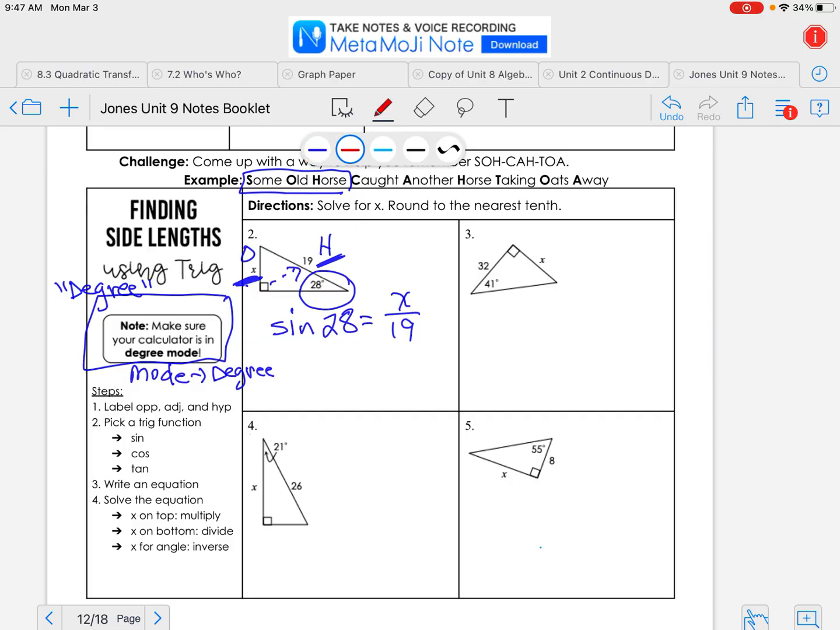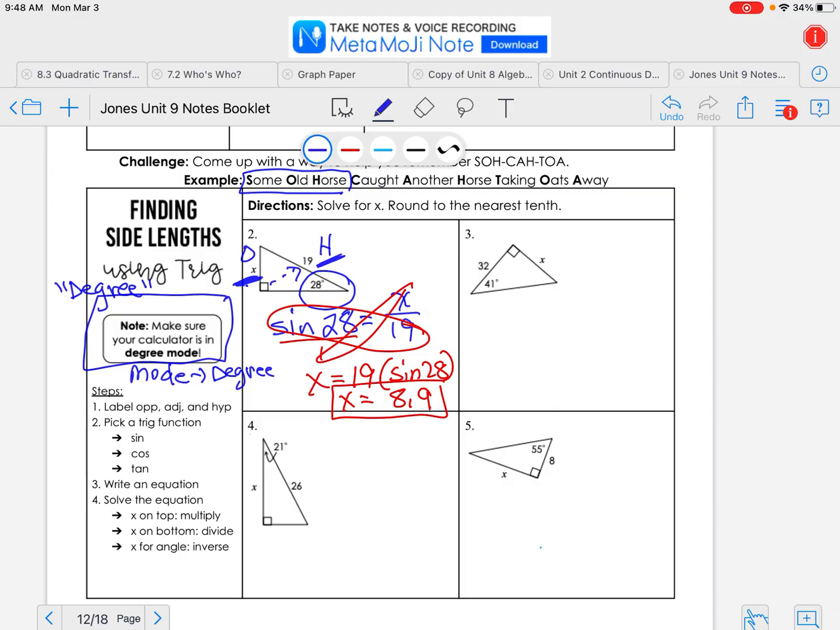Now I just solve it like a proportion. Put any number over 1, do your cross products. So x equals 19 times the sine of 28. In your calculator, you're going to go 19, hit the sine button, and hit 28. And you know that it is approximately 8.9.